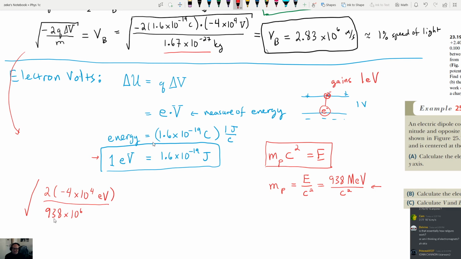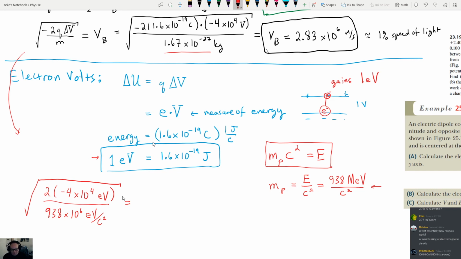Is it 938? I don't know. I think that's right. I'm tempted to go look it up in the book. Let's just say that it's right for now, and I may be wrong. So eV over c squared. So look at what happens. These electron volts cancel out. And you should get the same answer. Let's see if you get the same answer.